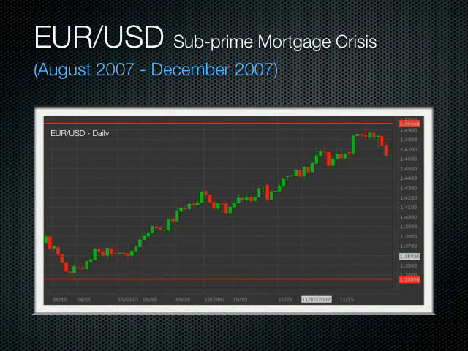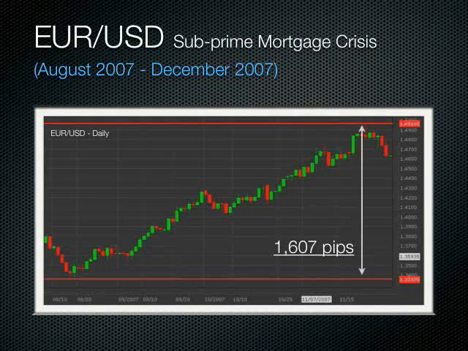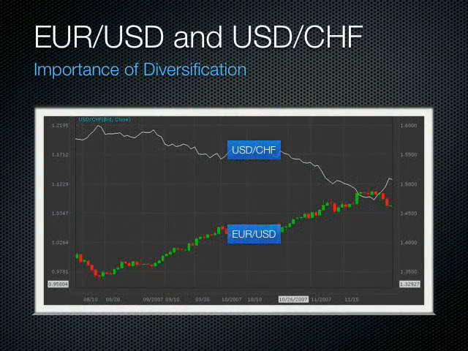In August of 2007, the subprime mortgage crisis began to unfold. At this time, market conditions were such that the US dollar weakened against all major currencies. Dollar weakness was most pronounced against the euro, and we can clearly see this with the large run-up the euro-dollar made from August to December of 2007. Knowing that the dollar Swiss has a strong negative correlation to the euro-dollar, we can predict that the dollar Swiss also made a significant move during this time, but in the opposite direction. And in fact, it did.